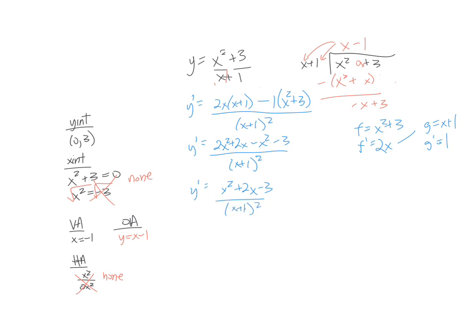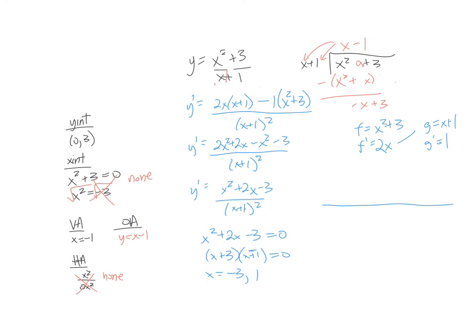Bottom stays the same. So our last thing is now we want to make that derivative equal to 0. So again, we only worry about the top. So we want to take that top equation, x squared plus 2x minus 3, make that equal to 0. So let's factor it. So we get minus 3 and plus 1. Oops, the other way around, plus 3 and minus 1. And so our two solutions should be negative 3 and positive 1.